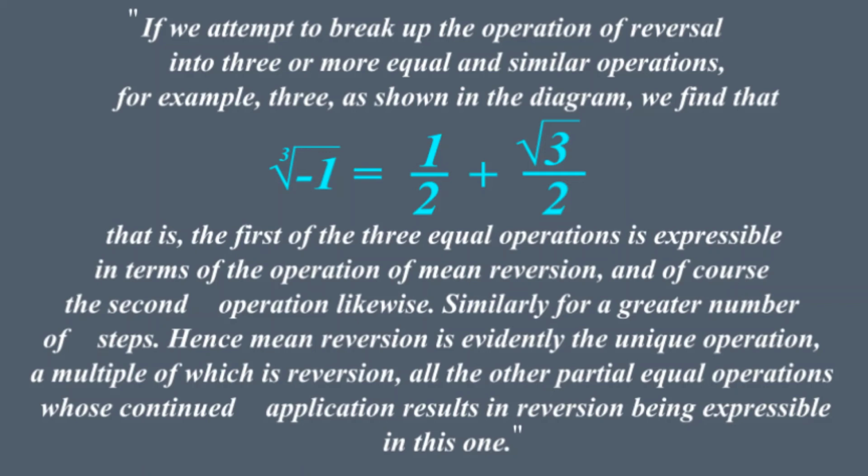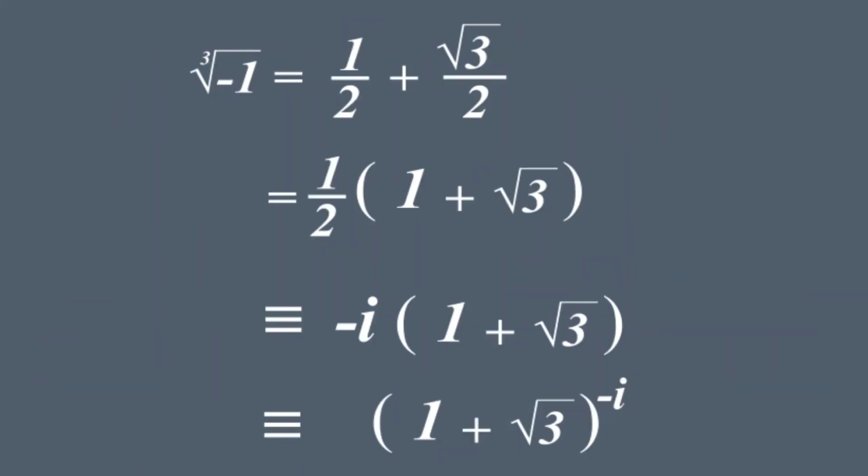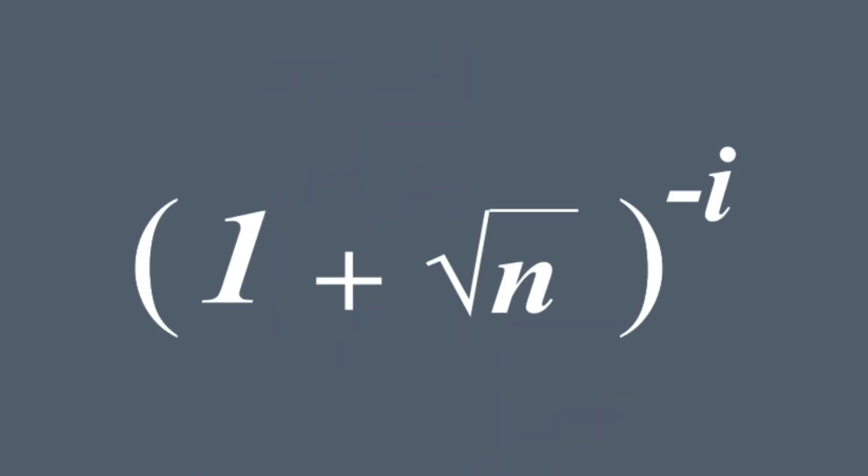Alternatively, we may express Baker's segmentation reversal equation as follows. Cube root of -1 equals 1/2 plus the square root of 3 over 2, which is equal to 1/2 times 1 plus the square root of 3, which is equivalent to -I times 1 plus the square root of 3, which is equivalent to 1 plus the square root of 3 to the power of -I. And so in general, we may state that if we are to break up reversal into n number of steps, then we may apply the formula 1 plus the square root of n to the -I.